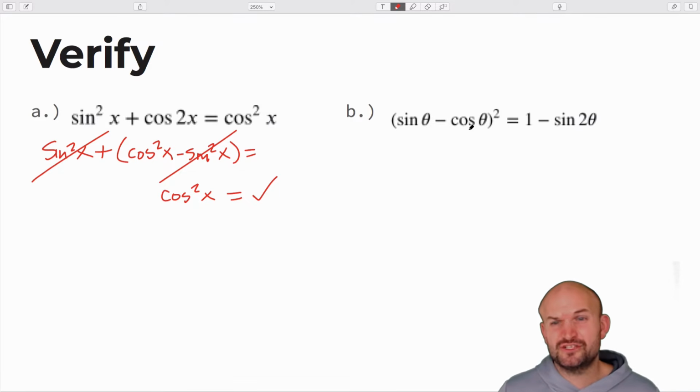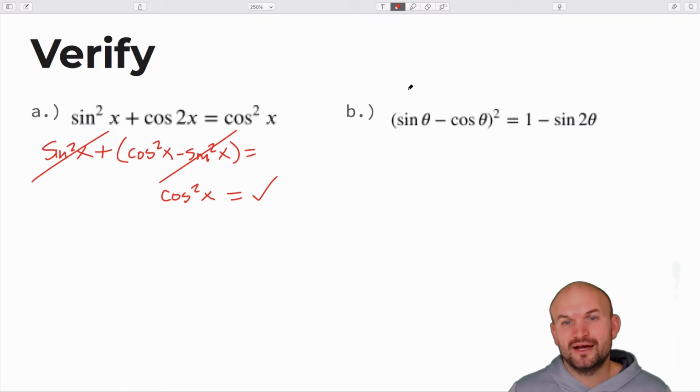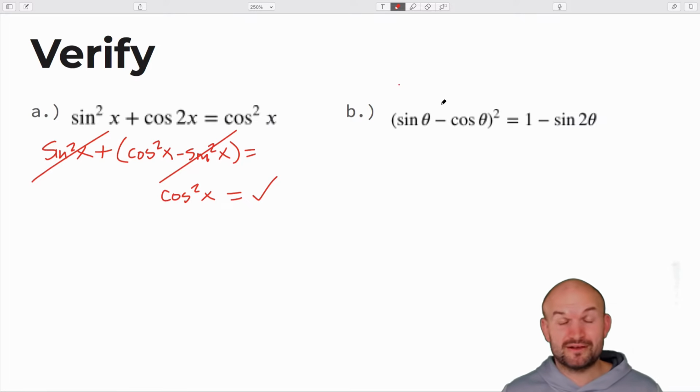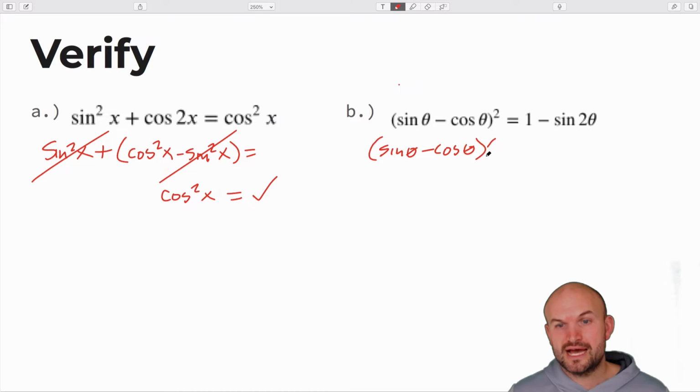The next one is, you can see the left-hand side is multiplication. So it's like, all right, well, let's multiply them, right? I mean, I don't know what else I can do. Make sure you do not distribute the square. I was actually so happy my students, none of them distributed the square, right? They actually multiplied these. They did sine of theta minus cosine of theta times sine of theta minus cosine of theta.